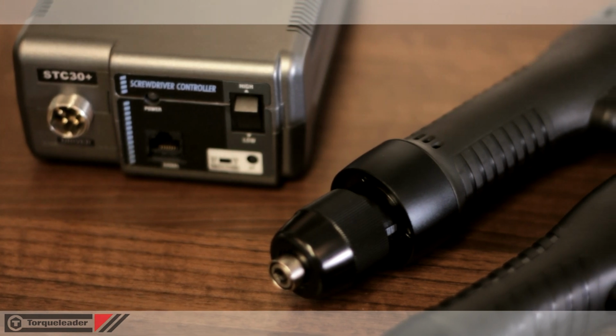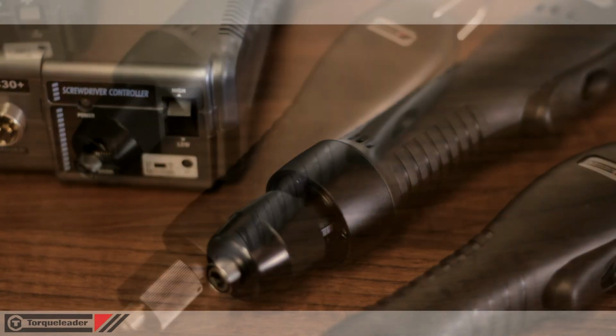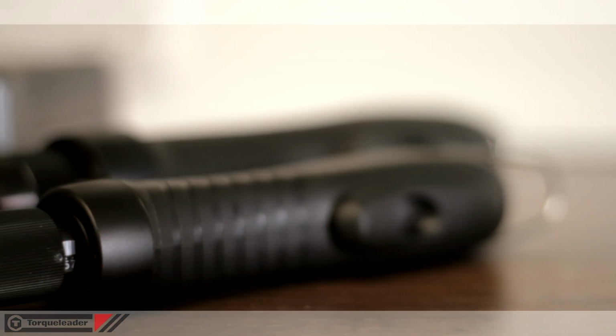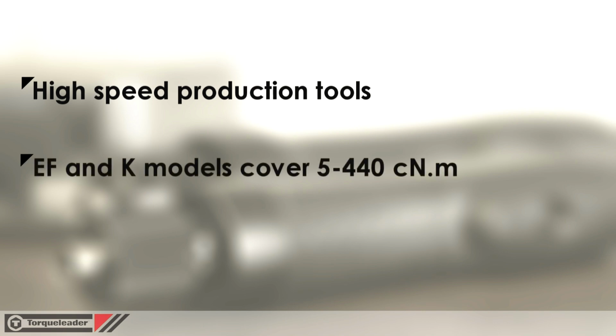This video looks at the EF and K series electric torque screwdrivers. These tools are designed with precision torque control in mind and are ideal for use in high volume production environments. Torqueleader offers two models, EF120 and K450, covering an overall torque range of 5 to 440 centinewton meters. Both are EPA compliant for use in electrostatically sensitive applications.